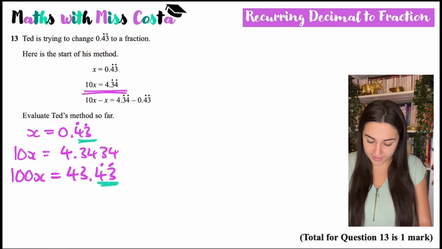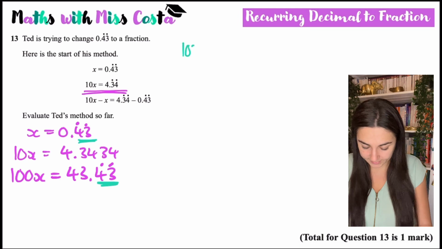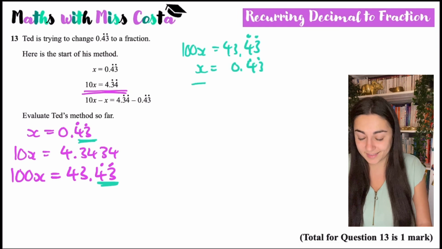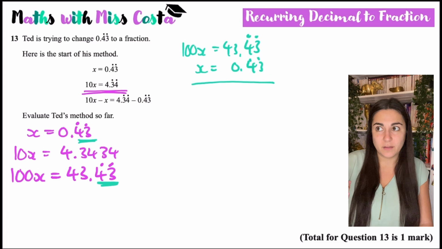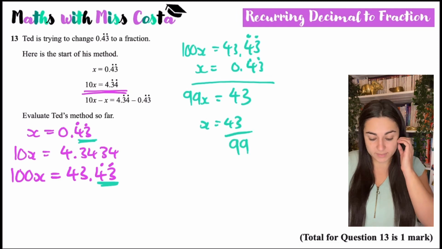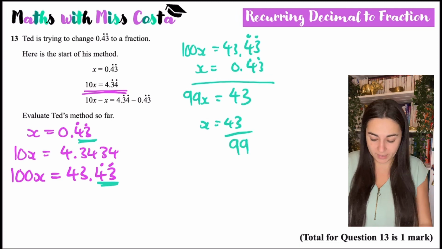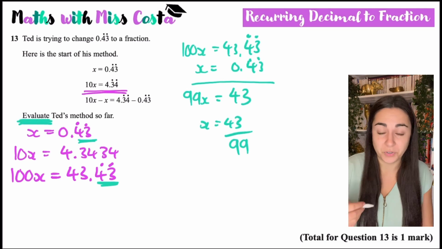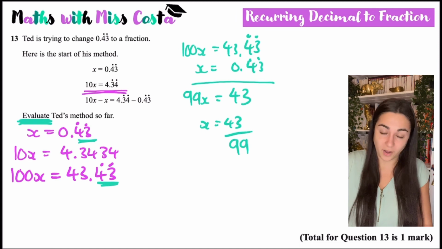The reason you do that is because if you said 100x is 43.43 recurring and x was 0.43 recurring, and then you subtracted them, the recurring decimal, 0.43 recurring take away 0.43 recurring, cancels out, so it would be 0. So you'd just be left with 43. So 99x would be 43, and x would be 43 over 99. You are being asked to evaluate Ted's method. So a good practice is just show what you would have done and then put it into words. So this is what I would have done.